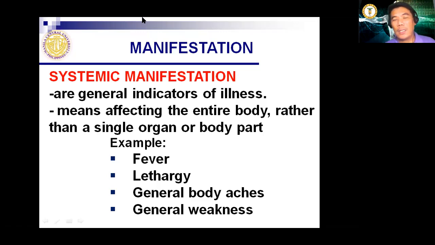So unlike for the localized, it can identify directly to the specific organ. Unlike for the systemic manifestation, is general in approach. When we say fever, we cannot say what part of the body is affected. When the client has changed in consciousness, we cannot say that it's only affecting the brain, although the brain is the one that controls the consciousness, but probably there are other factors. General body aches or pain may significantly identify different pain sites, but it may not specifically identify a disease. General weakness could be a manifestation of various diseases, but it may not specifically identify a single organ or body part. So these are the difference between local manifestation and systemic manifestation.